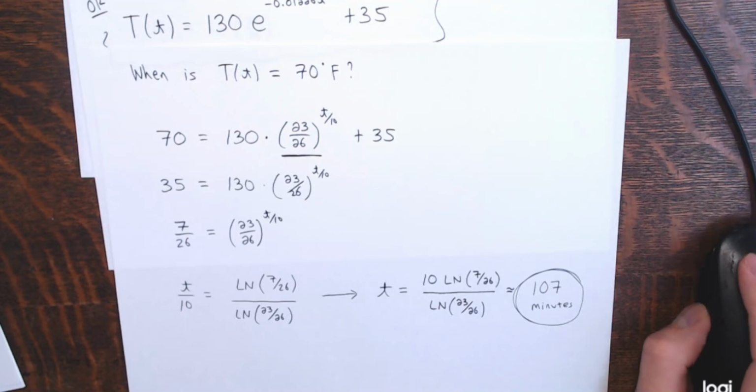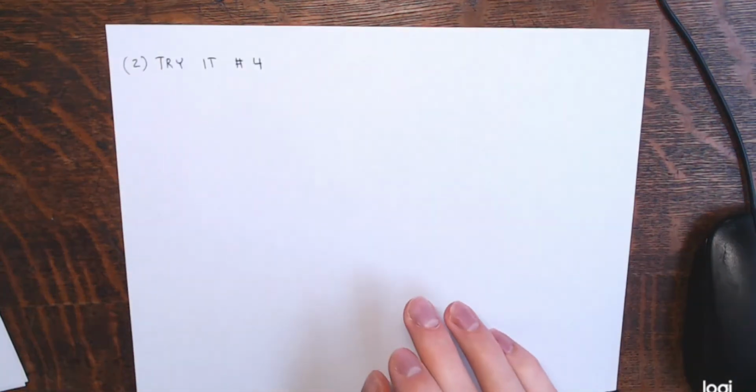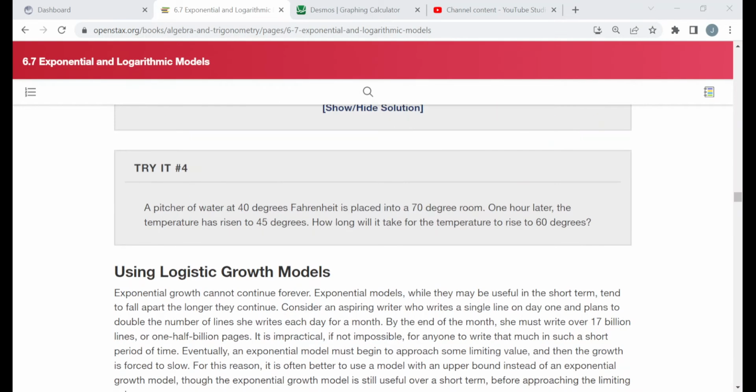All right. So the next example I have using Newton's law of cooling is the try it problem from the text, try it problem number 4. So let's look at that. That's the very next thing. So a pitcher of water at 40 degrees Fahrenheit is placed into a 70 degree room. So this will be warming. Now, I mentioned earlier that this could be a law of cooling or warming. And if it's warming, the value of K will be positive. We saw in the last example when we were cooling, the value of K was negative.